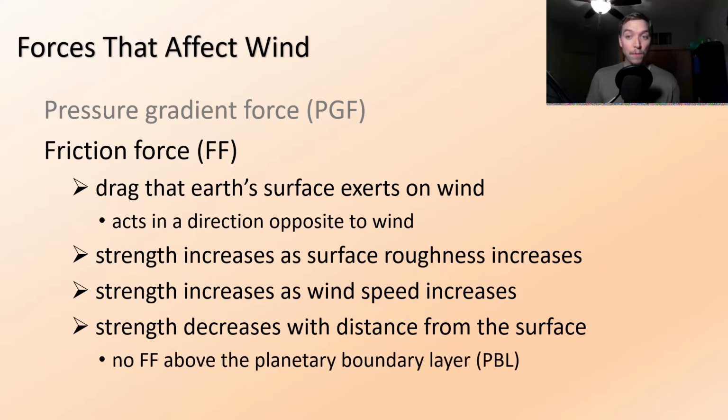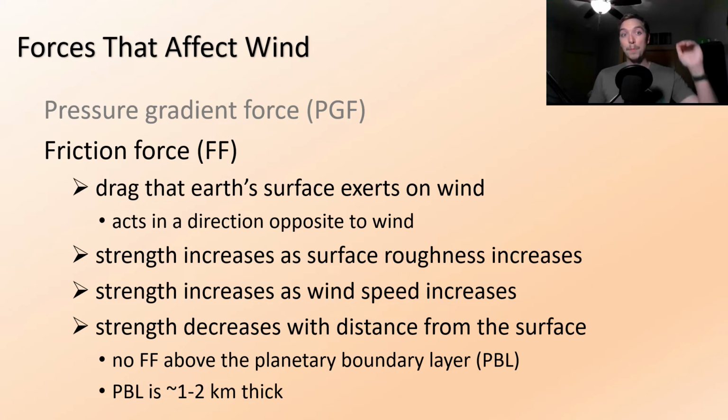There is no friction force above the planetary boundary layer, which is basically the portion of our atmosphere that is affected by drag forces. So starting from the surface up to what we would call free stream, where winds are no longer being affected by surface drag. It's typically about 1 to 2 kilometers thick.